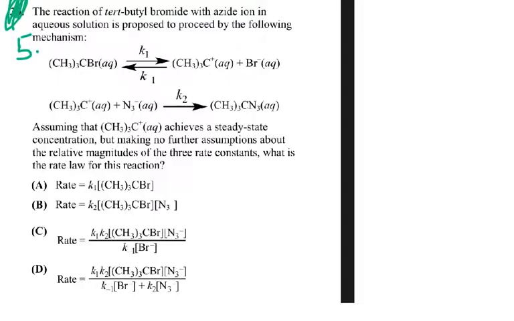Now, number 5 is a cool problem because it involves the steady state concentration concept, and it says not to make any further assumptions about the relative magnitudes of the 3 rate constants. So we cannot assume that K1 is equal to K negative 1, because it's said that you can't assume the magnitudes. So we need to write a rate law based on this reaction.